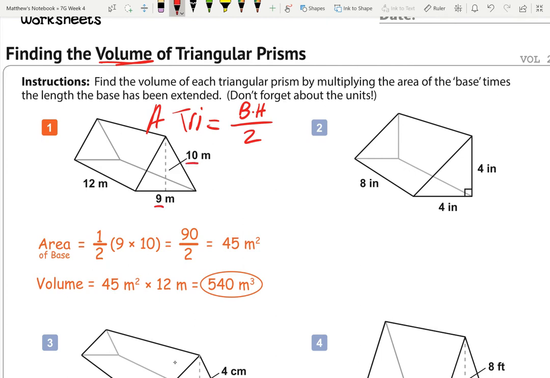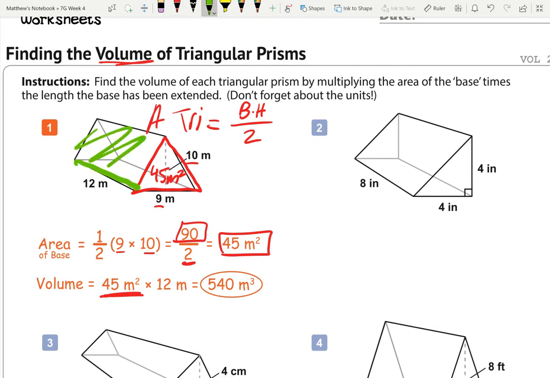So here we're going to do 9 times 10 to get 90, and then we're going to divide it by 2, and that's going to give us 45 meters squared. So the area of this triangle here is 45 meters squared. And now we're going to take that area of 45 meters squared and multiply it by our length of 12 meters, and that's going to give us the volume for this entire triangular prism here. So when we do that, 45 times 12, that gives us 540 meters cubed.